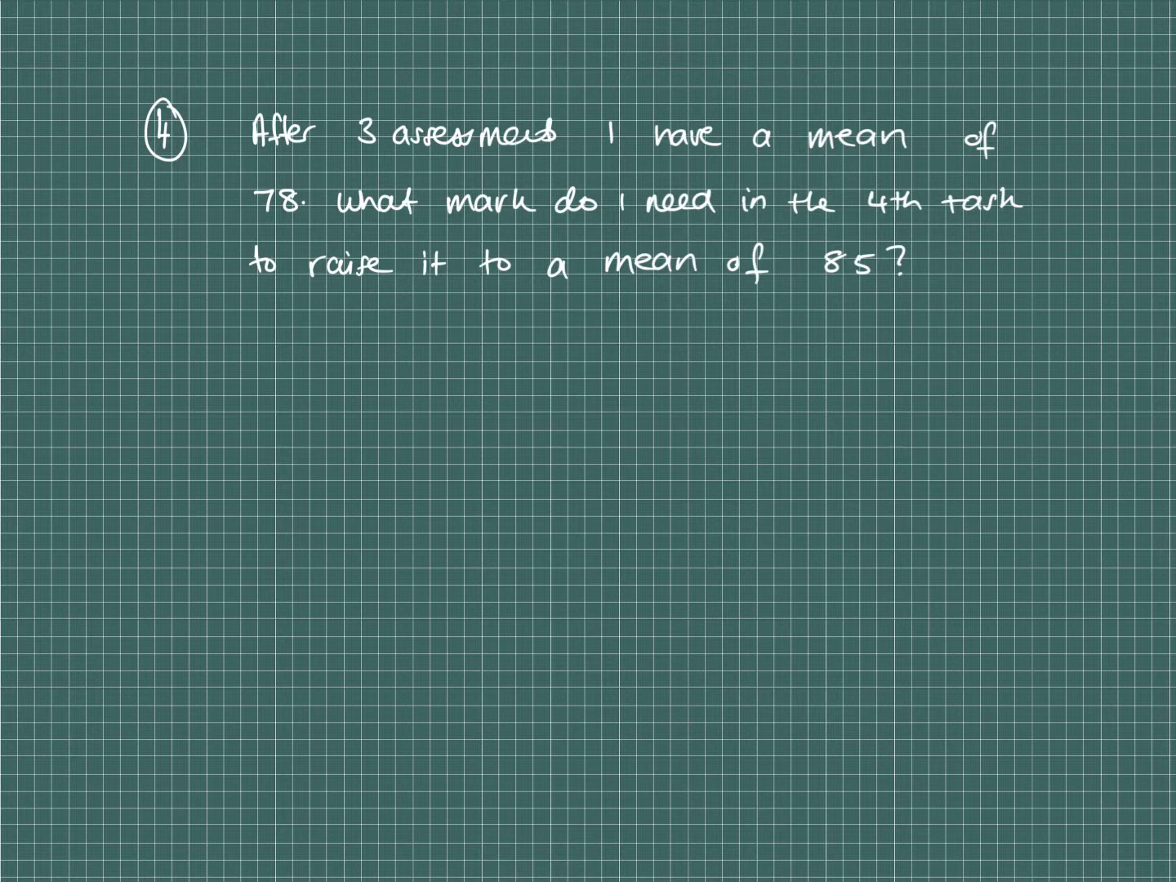After 3 assessments, I have a mean of 78. I like these questions because if we had 3 assessments and there was a mean of 78, we know that the total score was simply 3 lots of 78, which is 234. It says that I'm going to have a 4th assessment task, but I want to now raise the mean to 85, which means after 4 assessment tasks, we want to have a mean of 85. So 4 times 85 equals 340. So you want to figure out what is the difference that I have to achieve. And that's a much easier question.